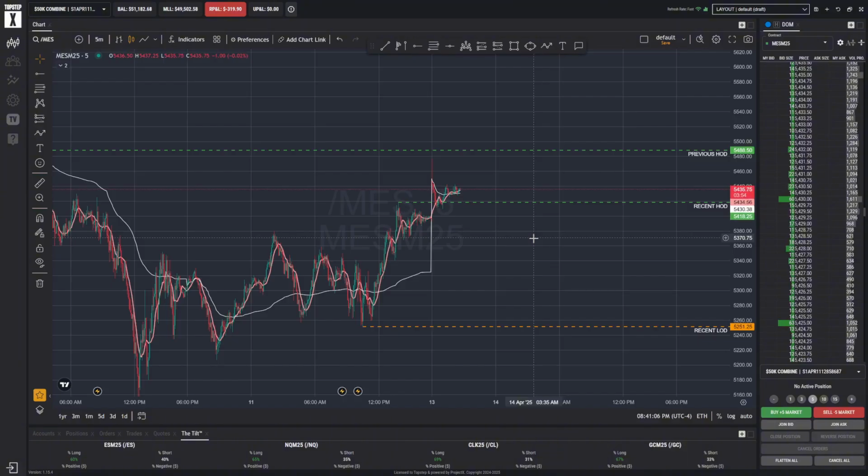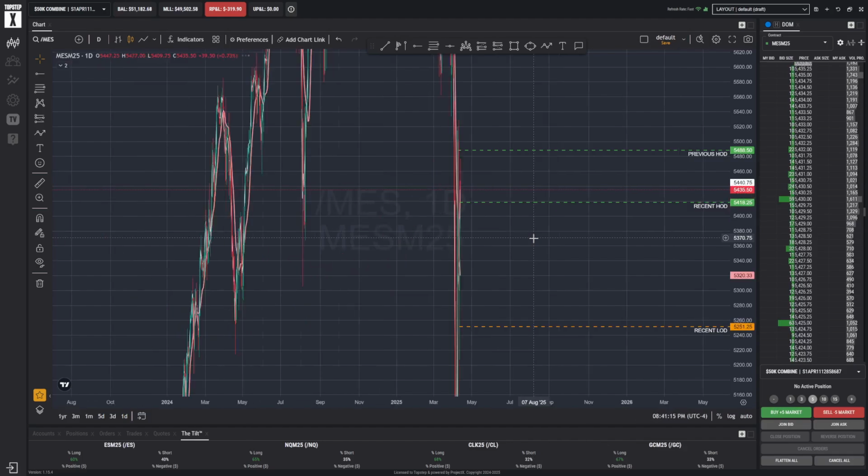Anyways, now I like to look at levels between 5 minute and through the daily time frame. So let's hop to the daily time frame. Sorry guys, I was holding a yawn.